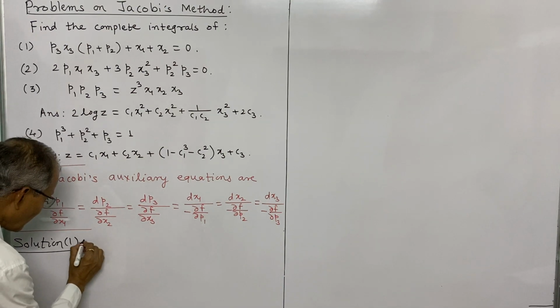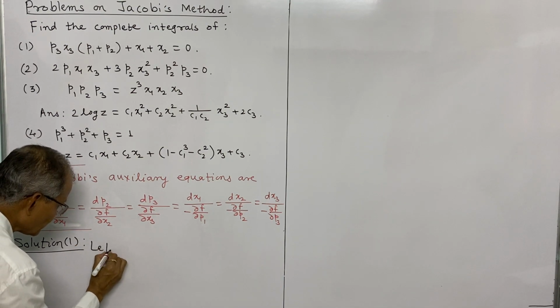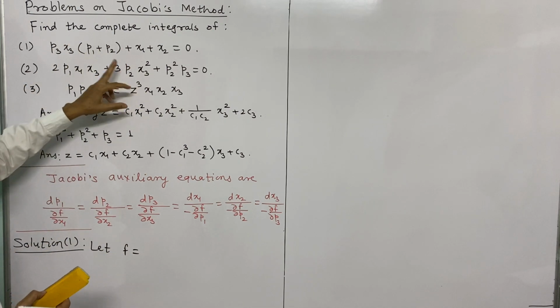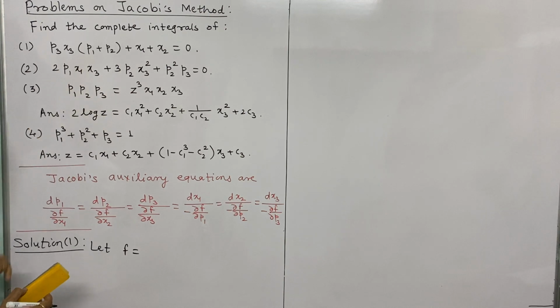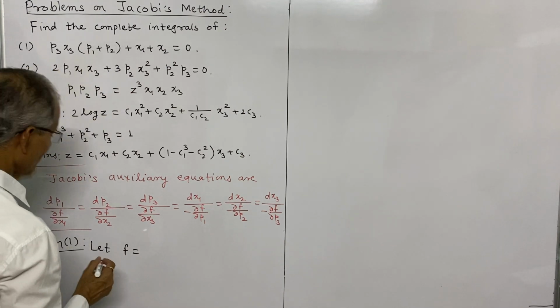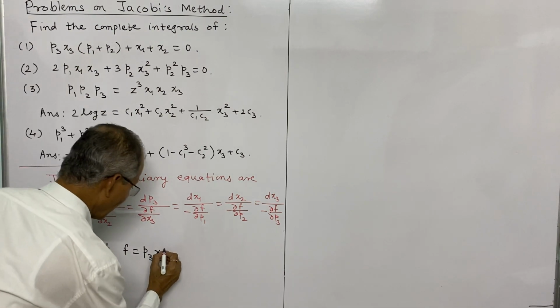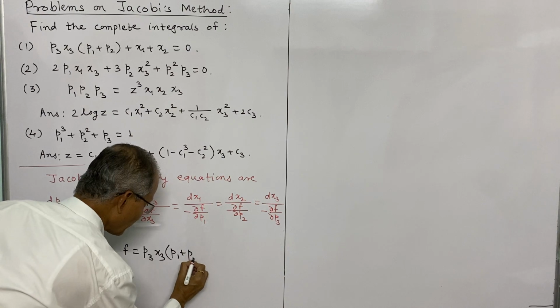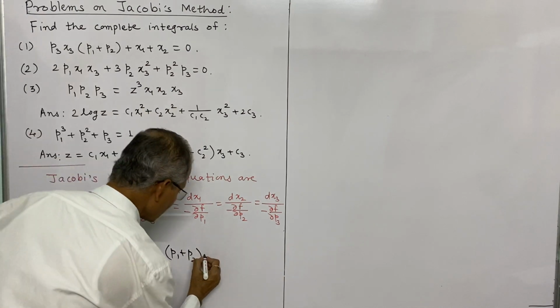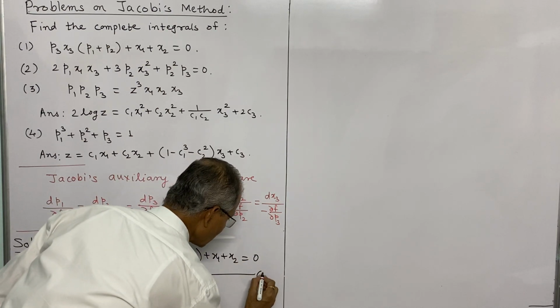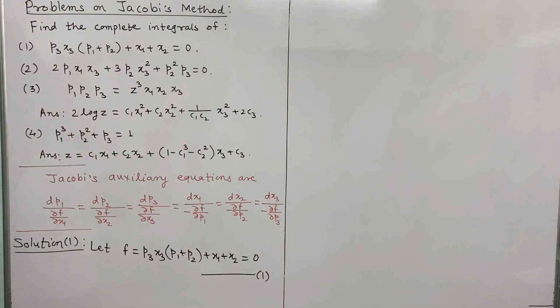Let f is equal to, or f it is function of, we have seen it is function of x1, x2, x3 and p1, p2, p3. That is p3, x3 in bracket p1 plus p2 and then plus x1 plus x2 is equal to 0. We suppose this as our equation 1. And from this we shall now write the Jacobi's auxiliary equations.